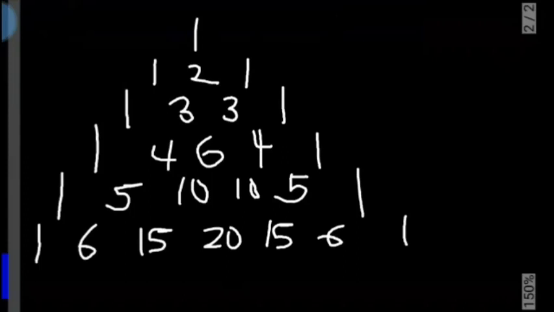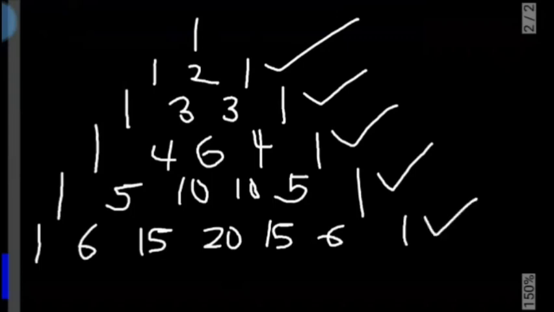When you are expanding in the power of 2, you make use of this. When you are expanding in the power of 3, you make use of this. In the power of 4, you make use of this. In the power of 5, this. In the power of 6, this. When you're expanding in the power of 7, you have to continue this pattern. So whatever power you're expanding, you have to get to that level in this Pascal triangle pattern.